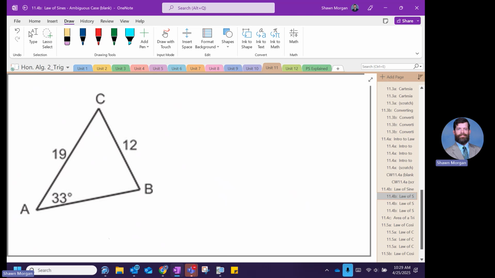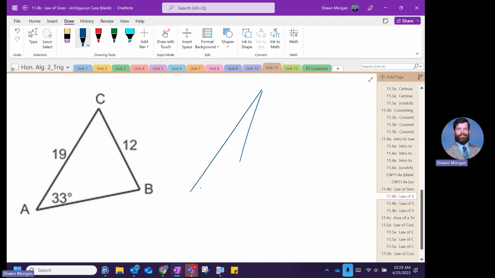Now you might be like, Coach Maury, you're full of crap. That is the only possibility. Okay, well, if you think that, then how about this? Right there. Right? To where, again, did I have angle, side, side? Yeah, but I drew a different triangle.